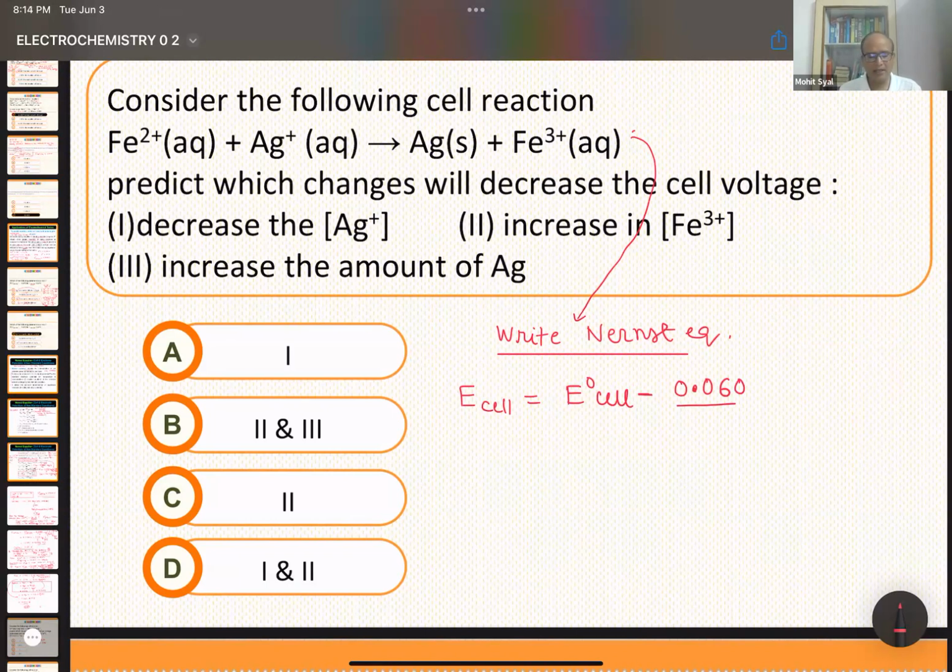By n, and what is n for this? Is the equation balanced? First, you should check that the equation is balanced, and the electrons and charges should be the same. Is the equation balanced? Iron is there, iron is there. Silver is there, silver is there. +2, +1, +3, and +3. So balanced.